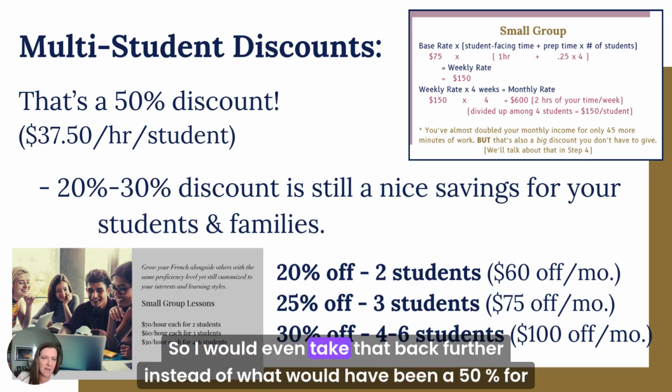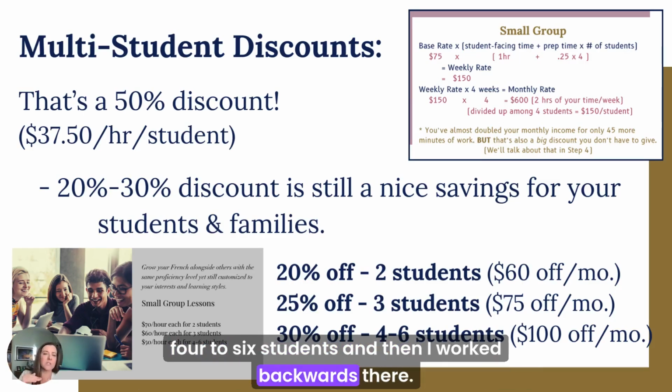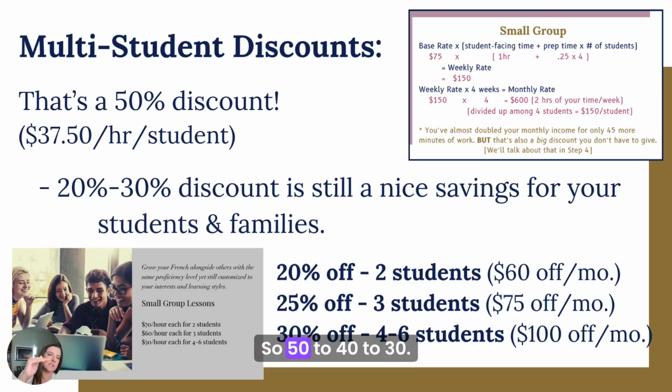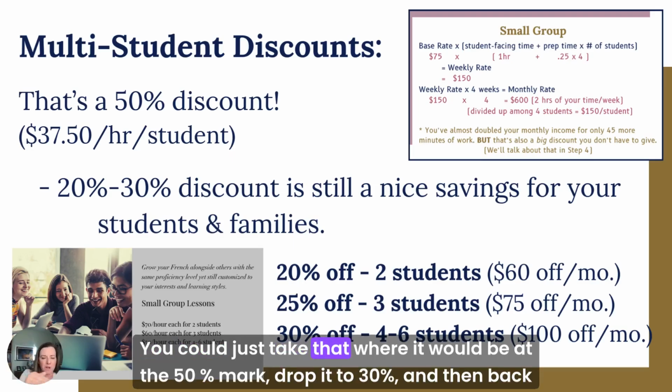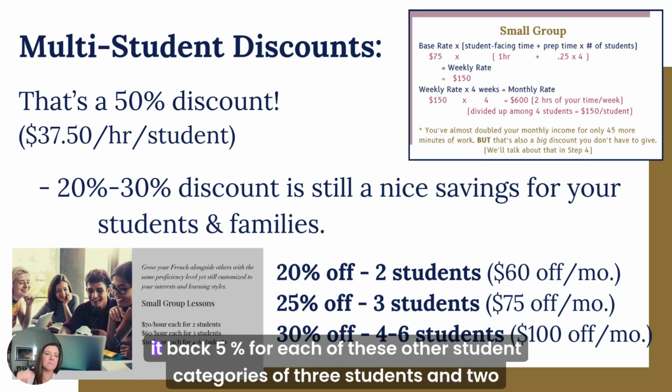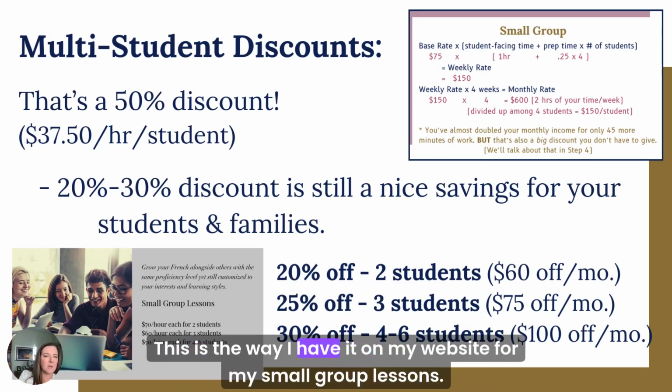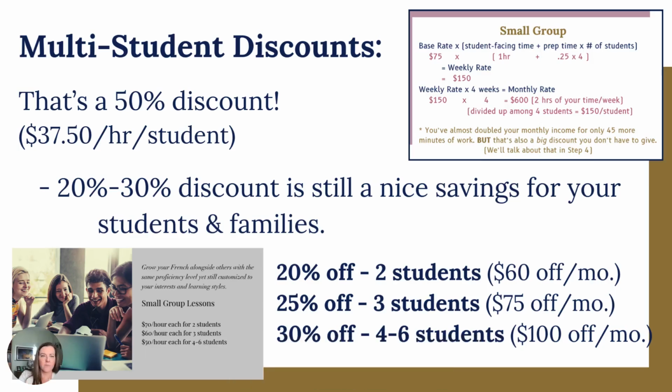So I would even take that back further. Instead of what would have been a 50% for 4 to 6 students, and then I worked backwards there. So 50 to 40 to 30, you could just take that where it would be at the 50% mark, drop it to 30%, and then back 5% for each of these other student categories of 3 students and 2 students. This is the way I have it on my website for my small group lessons.